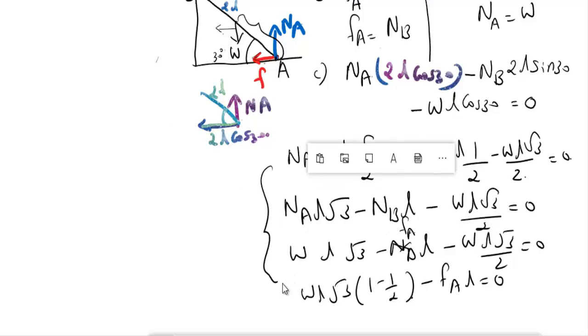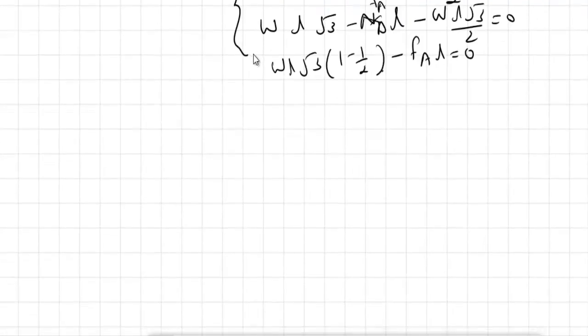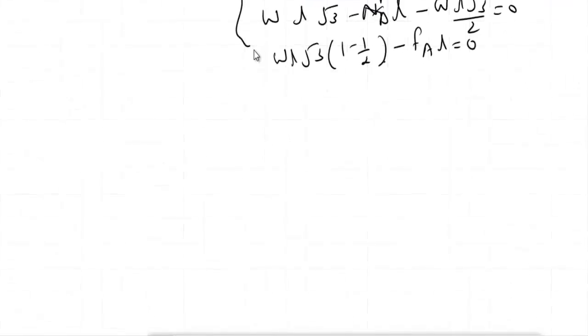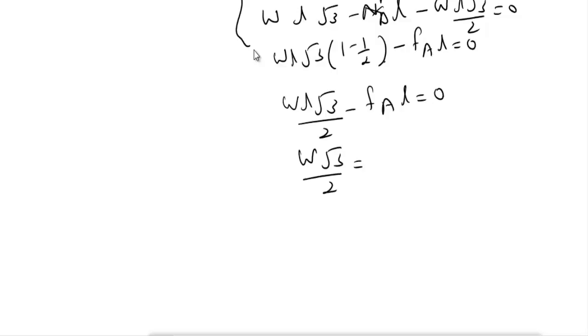See here, WL root 3, 1 minus half. So it is WL root 3 by 2 minus FA into L, that is equal to 0. L and L get cancelled. W root 3 by 2 equals FA. So we are getting FA, the frictional force, as root 3 by 2 into W. That is the frictional force acting at the point A.